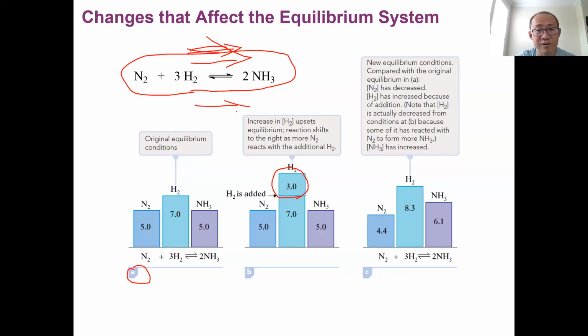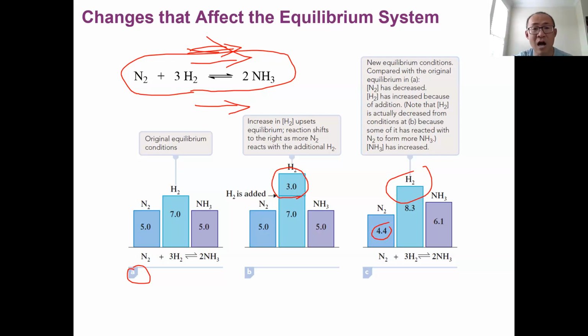Now, after the equilibrium shifts to the right, the hydrogen amount will be reduced. You can see that 3 plus 7 is 10. After that reduction, it becomes 8.3, but it's still higher than 7. That means the stress is reduced, not taken care of. Also, because you only added hydrogen, after the equilibrium shifts to the right, some nitrogen will also be consumed. You can see that the nitrogen concentration is no longer 5, but 4.4, because you need some nitrogen with that hydrogen to get ammonia.